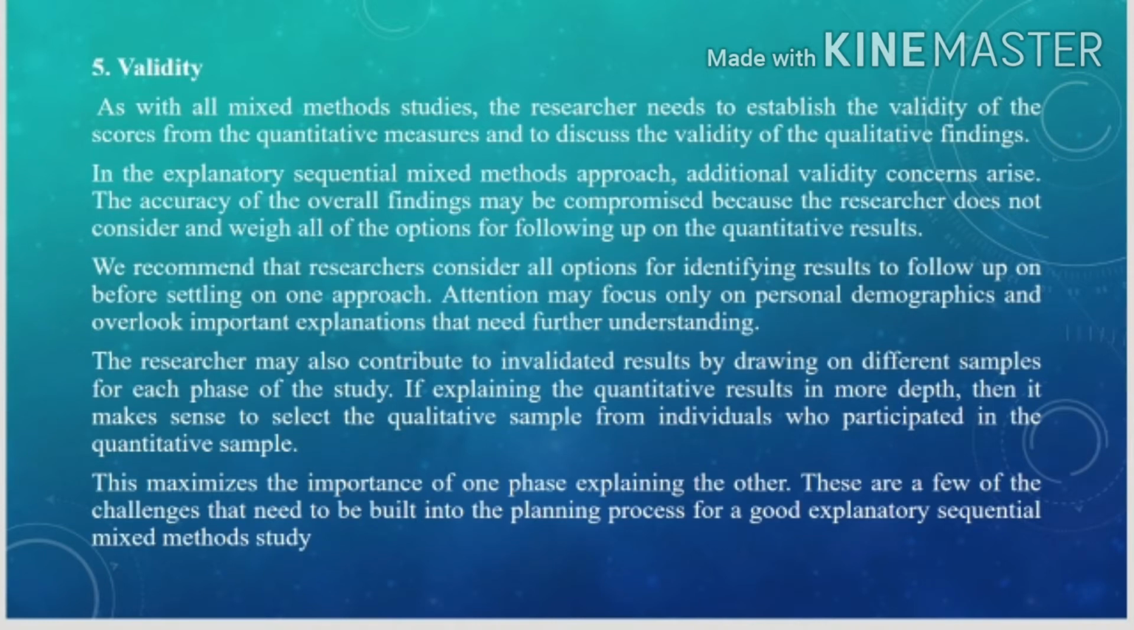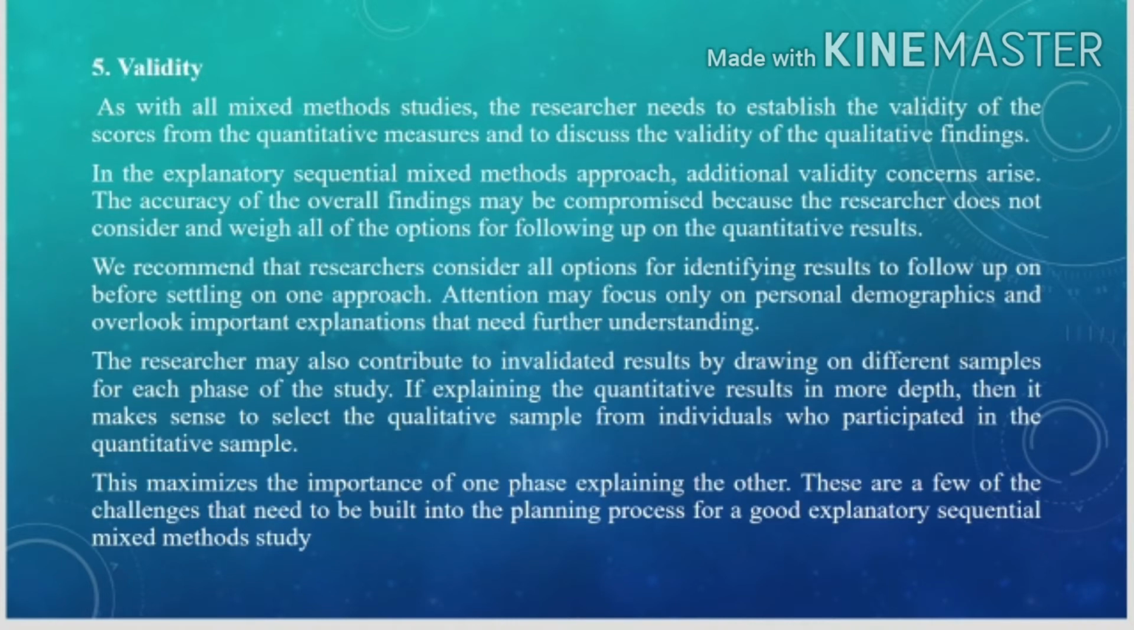The accuracy of the overall findings may be compromised because the researcher does not consider and weigh all of the options for following up on the quantitative results. We recommend that researchers consider all options for identifying results to follow up on before settling on one approach. Attention may focus only on personal demographics and overlook important explanations that need further understanding. The researcher may also contribute to invalidated results by drawing on different samples for each phase of the study.